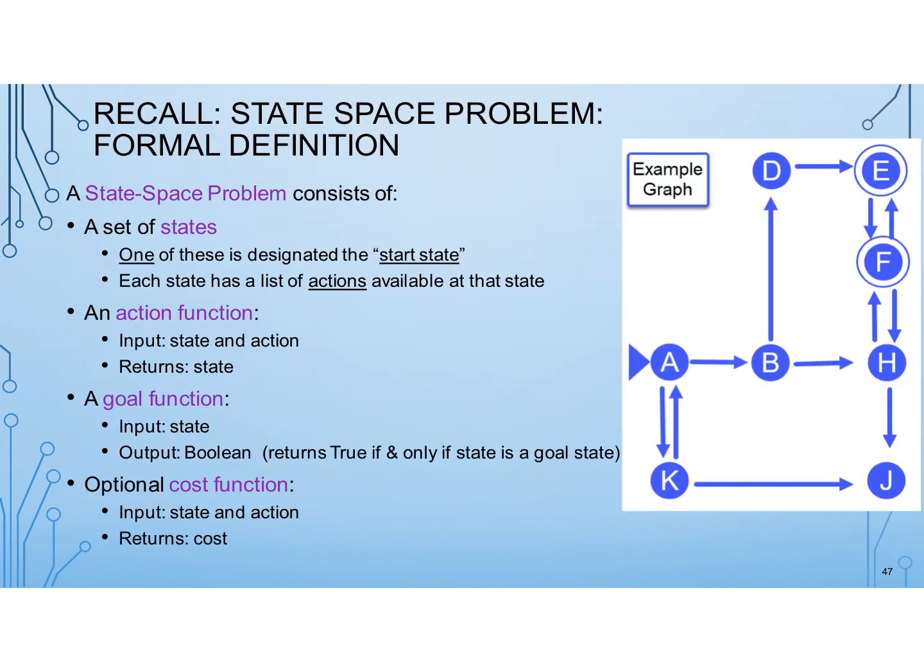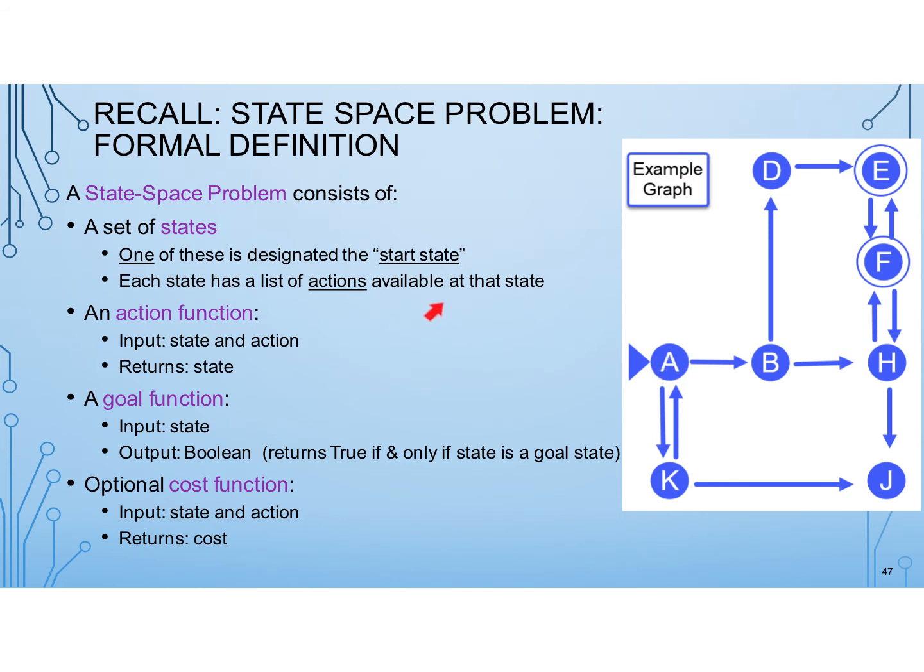So just remember our formal definition of a state space problem that we talked about. Here's just an example graph that I've drawn again, just so you can see, so we have something to work with. When we're talking about our state space problem, we have some states. In this case, that would be A, B, D, E, whatever. One of these is designated the start state. I'm using this little triangle. So A is my start state.